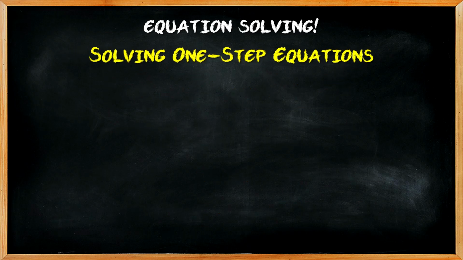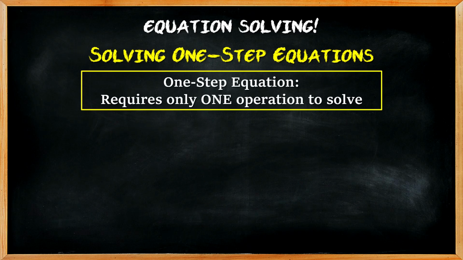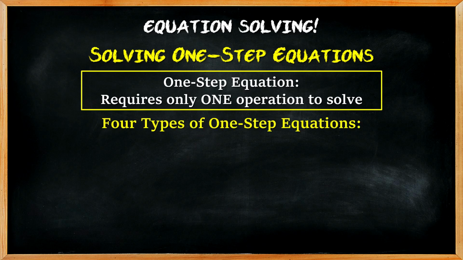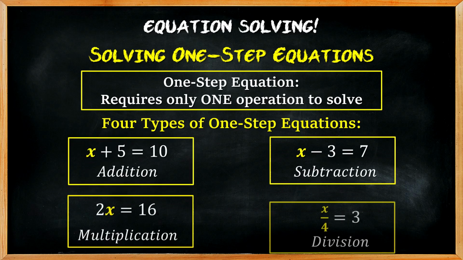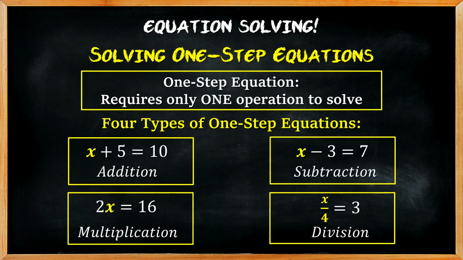One-step equations are the foundation of algebra. These are equations that require only one mathematical operation to isolate the variable and find its value. A one-step equation needs just one mathematical operation to isolate the variable. There are 4 main types based on the operation involved. The 4 types are addition equations, subtraction equations, multiplication equations, and division equations. Each type uses a different inverse operation to solve.